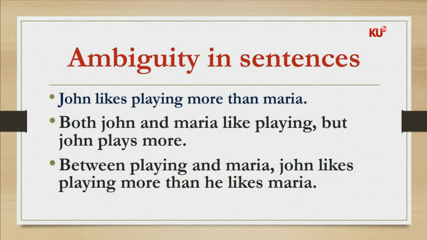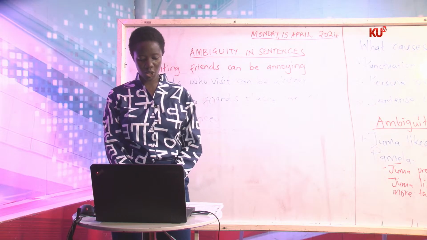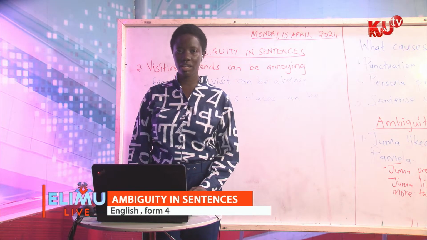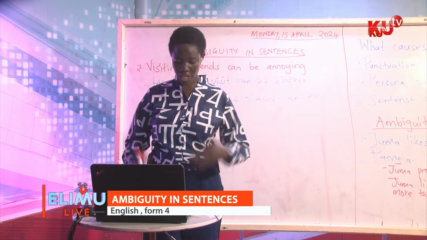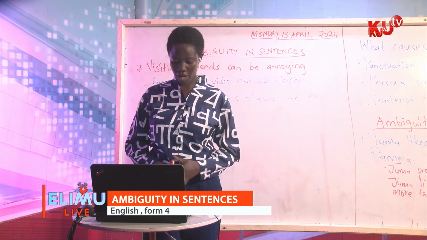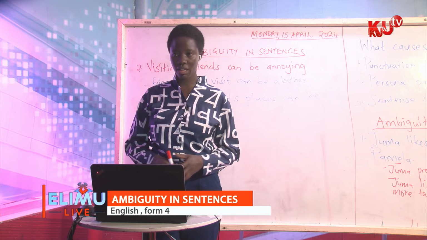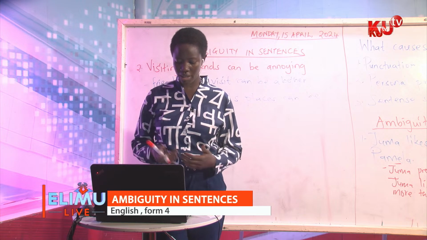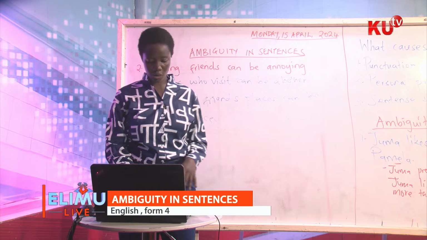So what are the two possible meanings of this statement? The tourist saw the monkey with a telescope. Here we have the tourist, the monkey, and then the telescope.